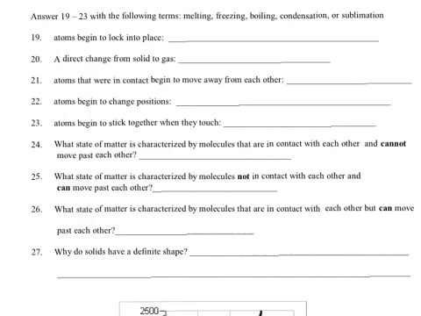Alright, on the back side of our paper, atoms begin to lock into place. That's called freezing, becoming a solid. A direct change from solid to gas, that's sublimation. Atoms that were in contact begin to move away from each other. So no longer in contact, it's becoming a gas, that's called boiling.